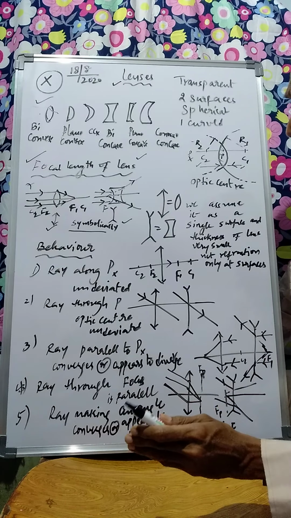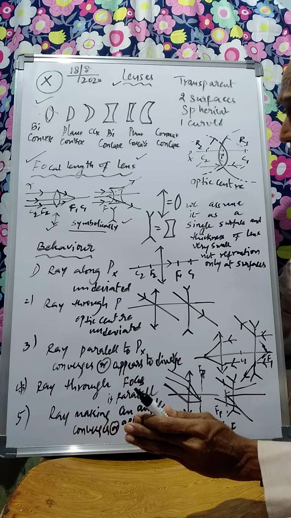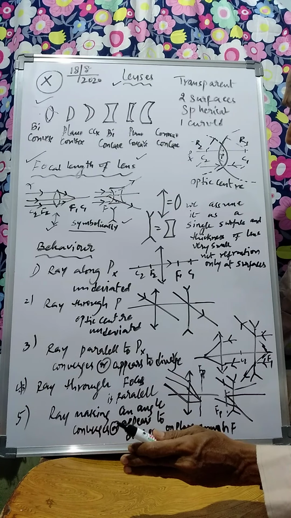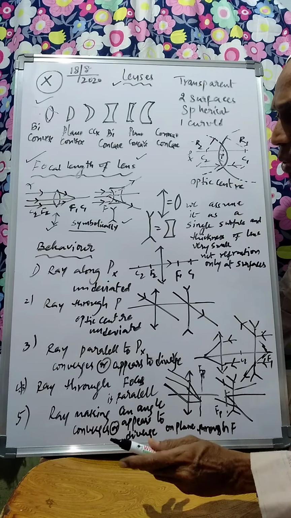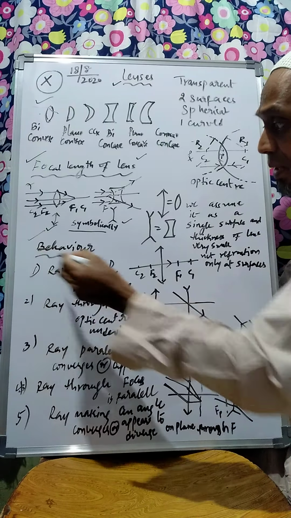Now, the behavior of the rays when they pass along, there are 5 rules for ray construction diagrams, as we said earlier. So let us go through them. Now, the behavior of the rays when they pass through the lens.